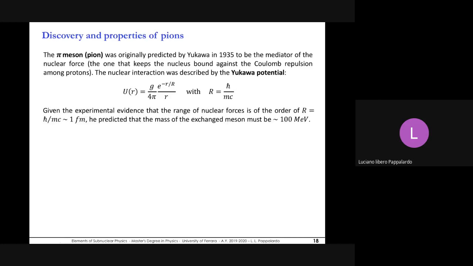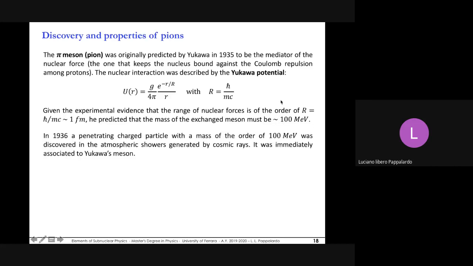Now, given the experimental evidence that the range of nuclear forces is of the order of 1 Fermi, that is the size of the proton essentially, or light nuclei, Yukawa predicted that the mass of the exchanged boson must be of the order of 100 MeV. This we already discussed in the past.